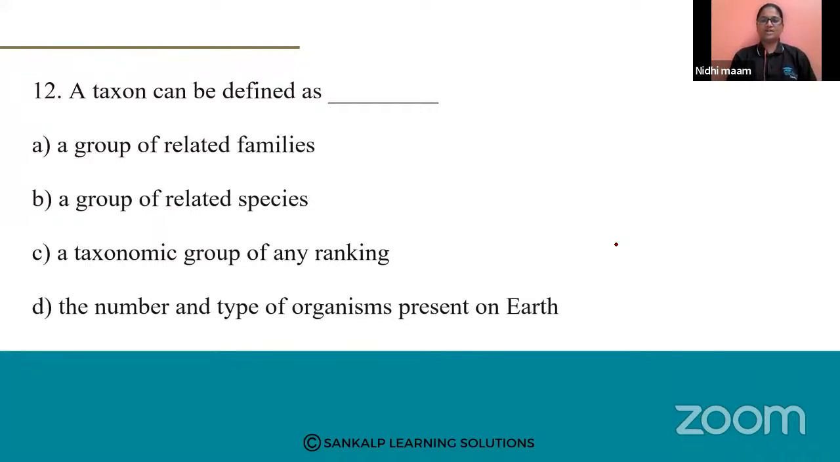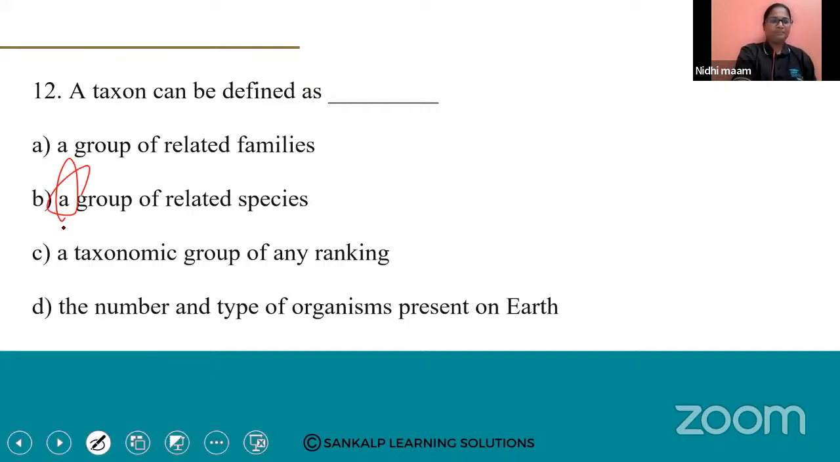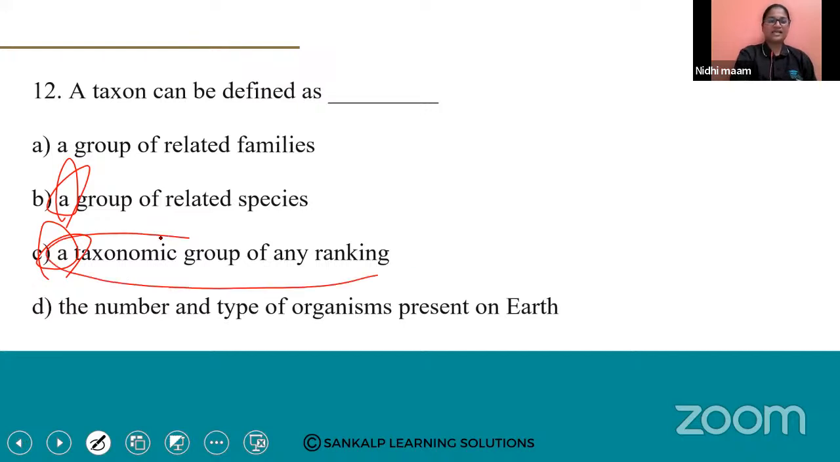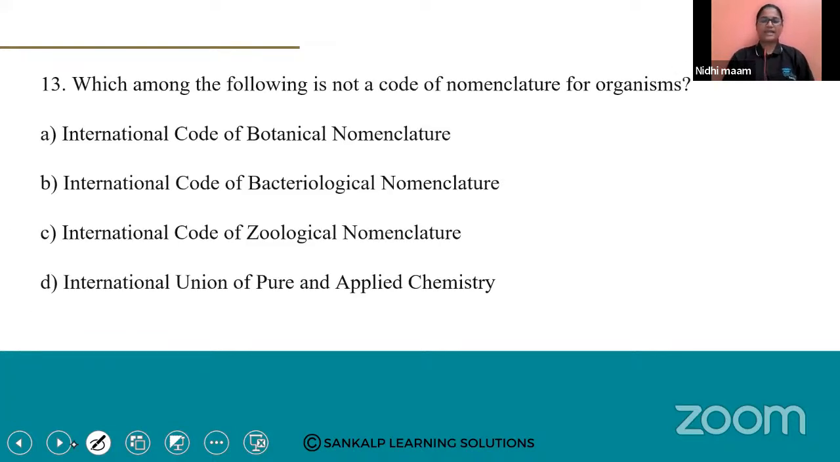So some of you voted for option B, some of you voted for option C. A taxonomic group of any ranking is called a taxon. Let us check the answer. Option C is the right answer. Whether it belongs to a kingdom, phylum, class, order, or family, each category is called a taxon. So a taxonomic group of any ranking is called a taxon. Okay, let us proceed to the next question.